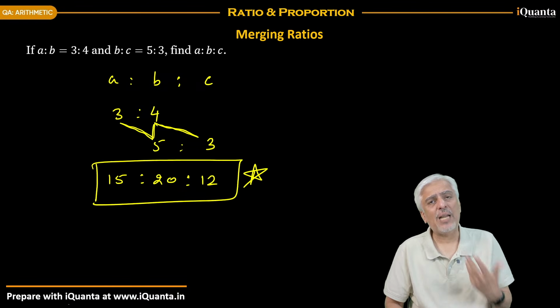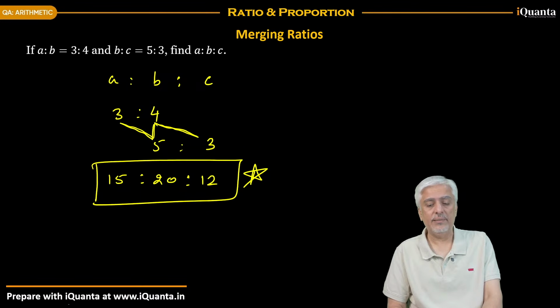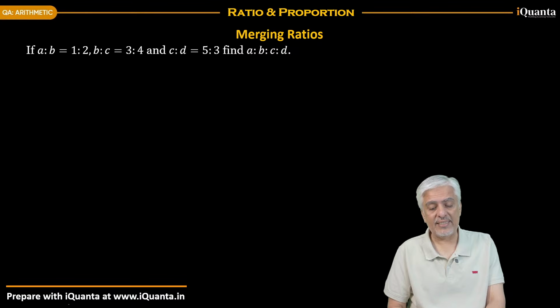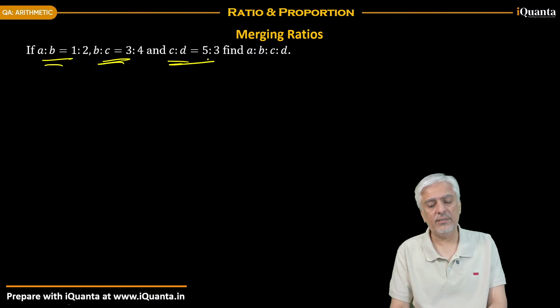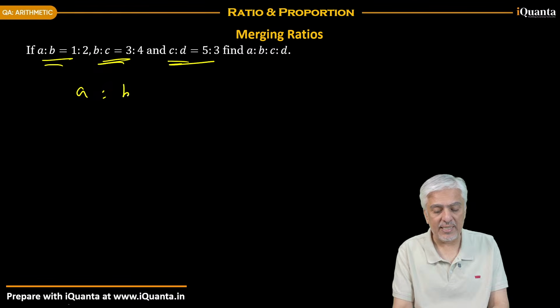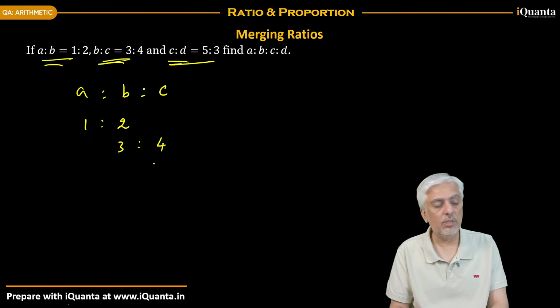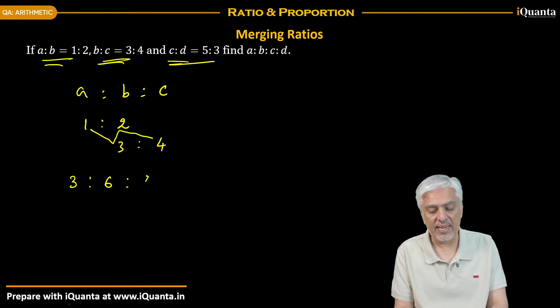Yeah, why not? Sometimes if the school method is good, why not use it? What happens in this case? There are three things given. You can't do all three together. Let's look only at A, B, C. A ratio B is 1 is to 2. B ratio C is 3 is to 4. Yes, shortcut works every time. What will I get? 1 3s are 3, 2 3s are 6, 2 4s are 8. 3, 6, 8.